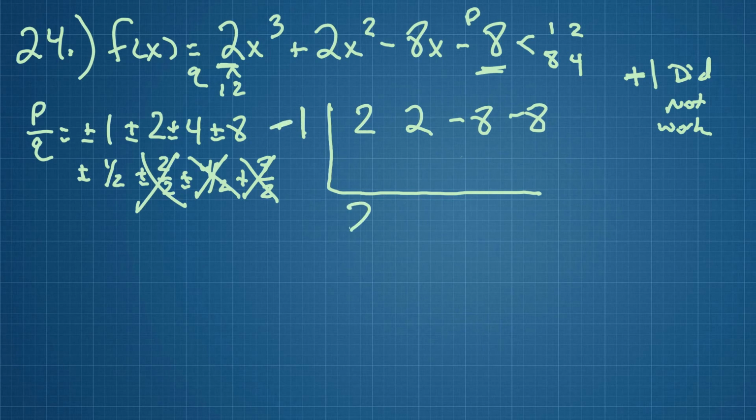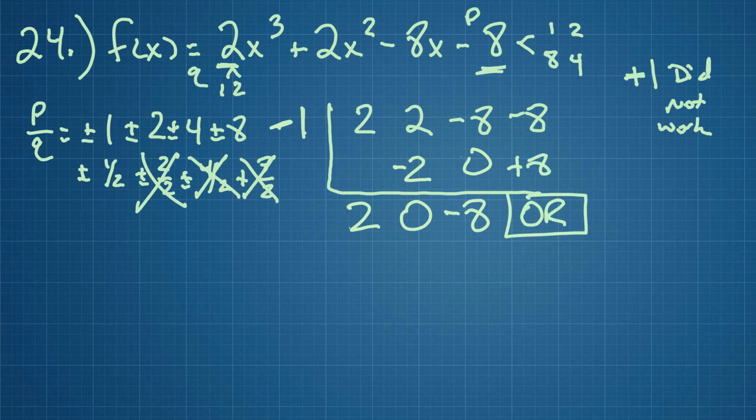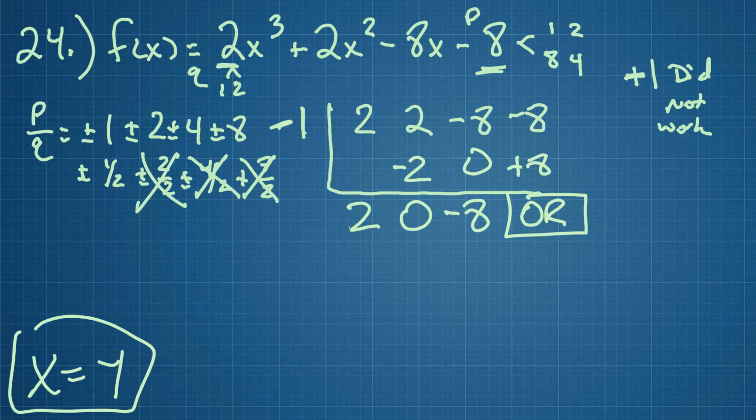I get negative 1. 2 gets dropped down. Negative 1 times 2 is negative 2. 2 and negative 2 is 0. Negative 1 times 0 is 0. I get negative 8. Negative 8 times negative 1 is positive 8. And I get no remainder. That means it works. So x is equal to negative 1 is an answer.